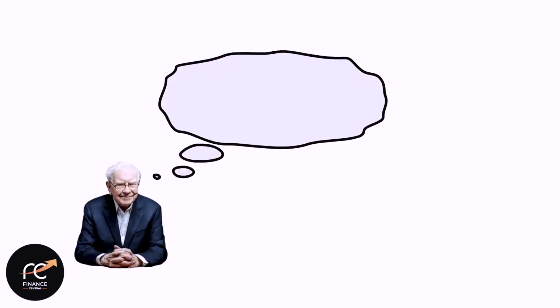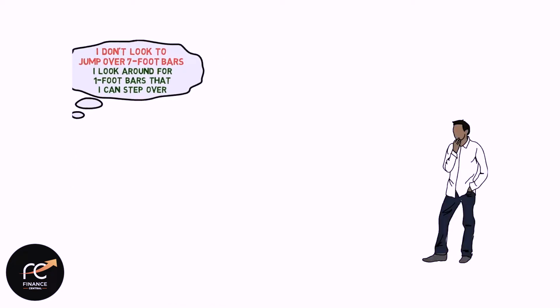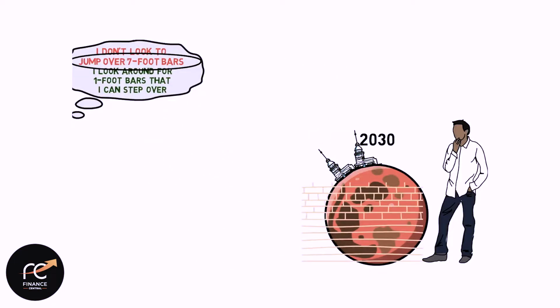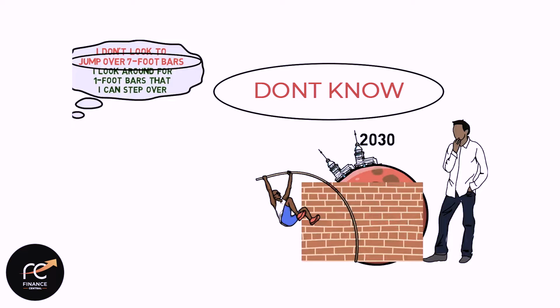Warren Buffett uses a very simple statement for such companies. I don't look to jump over 7-foot bars, I look around for 1-foot bars that I can step over. An example of this is, imagine on Mars, by 2030, if someone tells you that Elon Musk will take you to the planet, where he plans to construct buildings, and that you can purchase land as investment. We would call this jumping over a 7-foot bar. The risk is too big compared to the reward, for an uncertain future. We don't know if this can actually happen. And the biggest risk here is that you do not know.